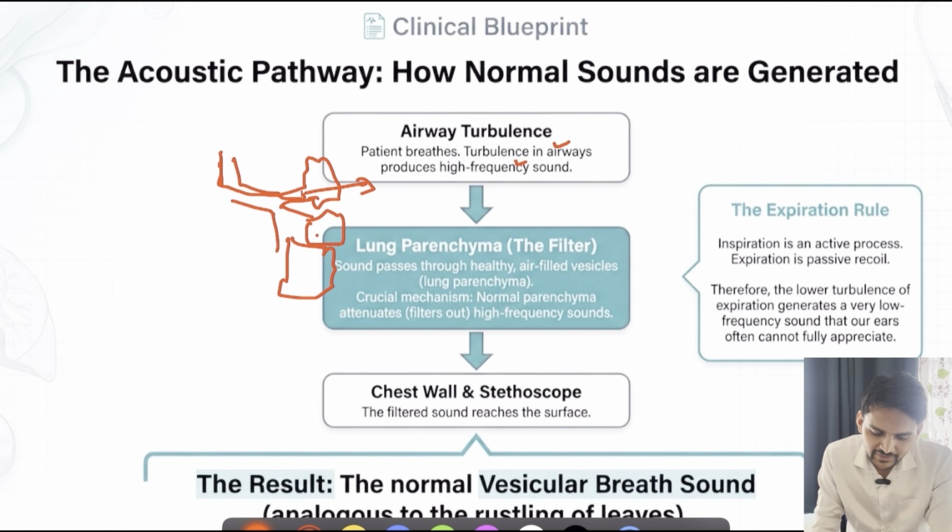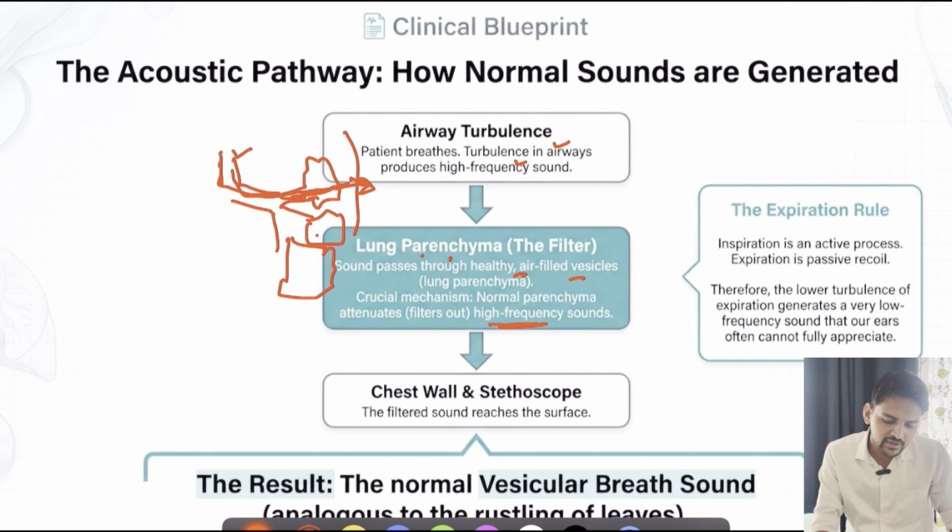And what happens is, the lung parenchyma acts as a filter. That is, it will filter out the high frequency sounds and lets only low frequency sounds travel across it. This is happening in the lung parenchyma, which is filled with healthy air-filled vesicles. So this point is very important. Whenever there is generation of breath sounds in the airways because of turbulence, it is traveling and getting filtered of high frequency sounds.